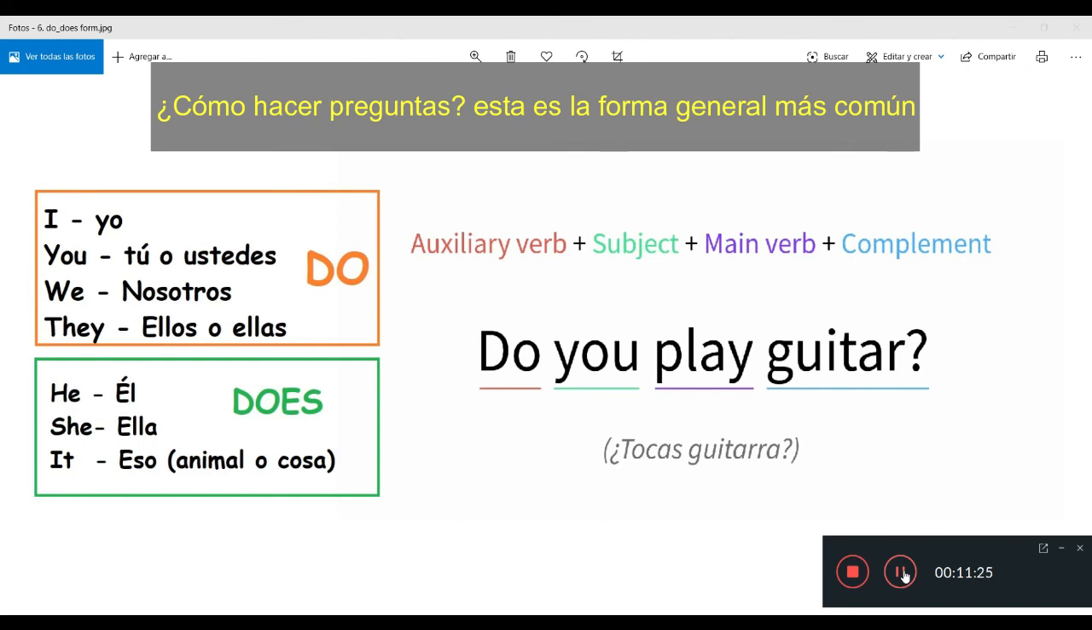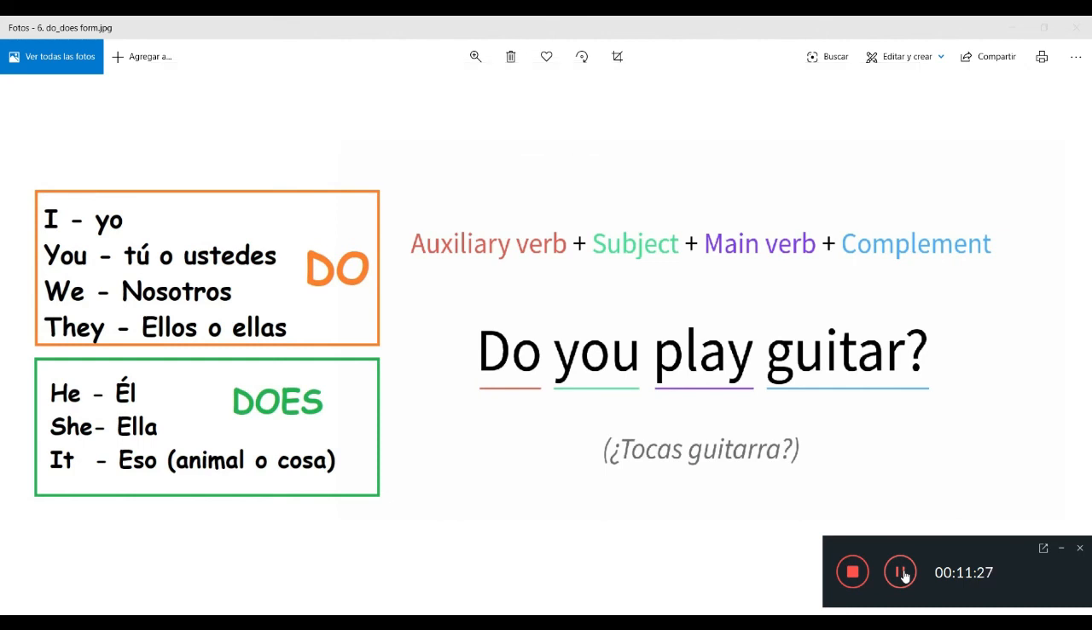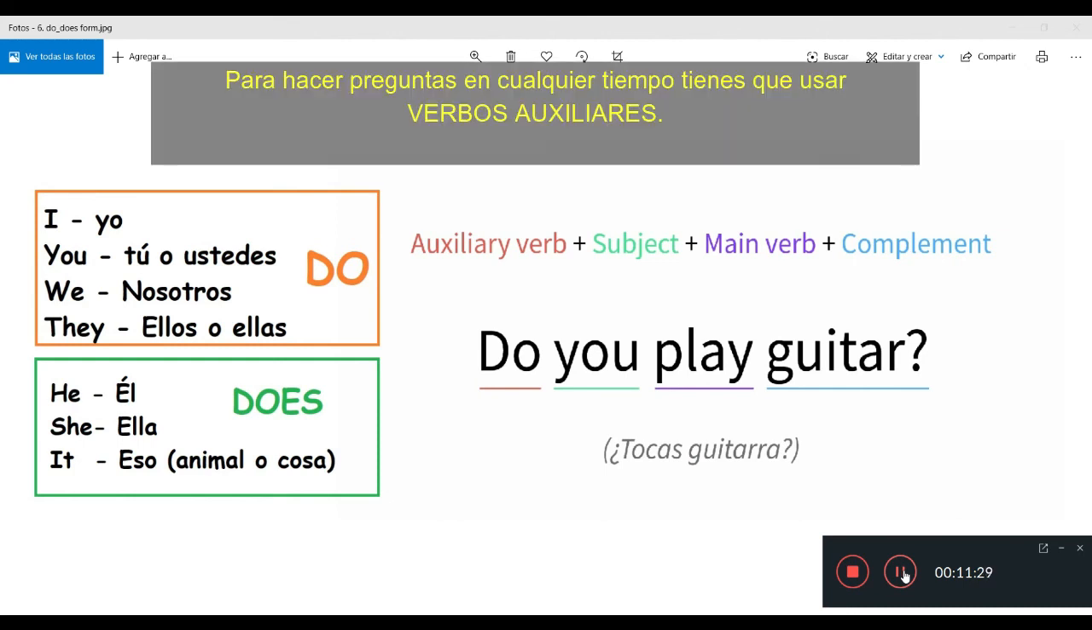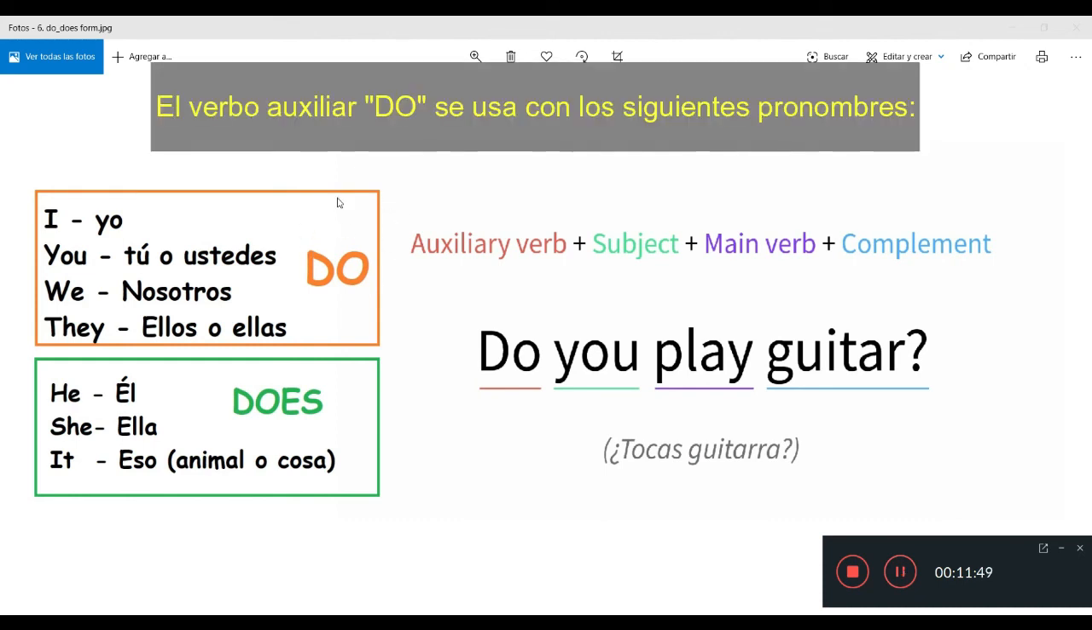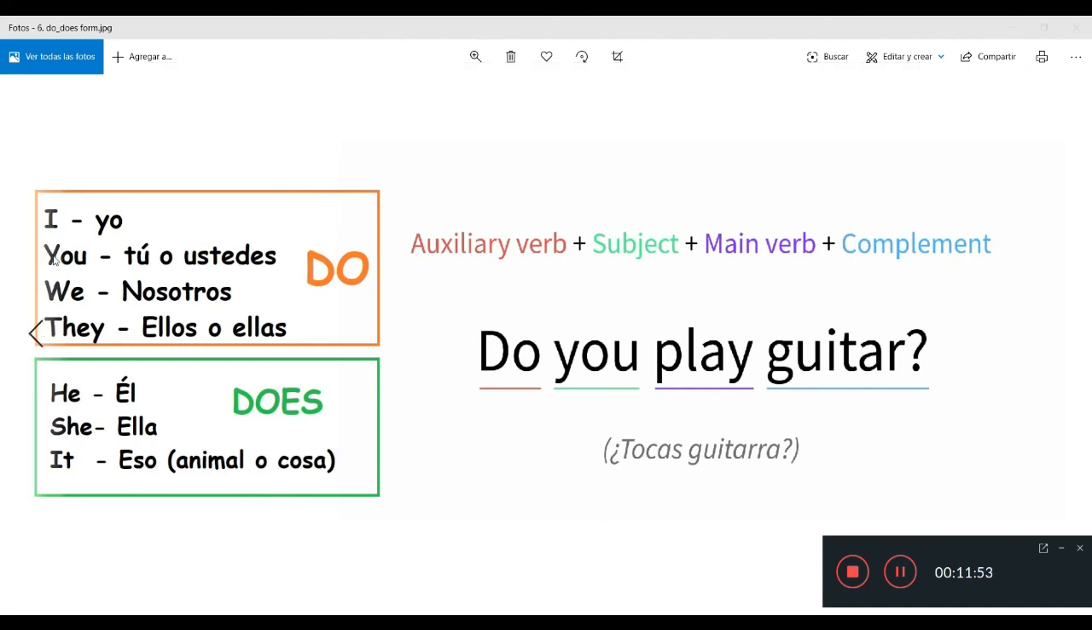This is the most common general way. To make questions in any time, you have to use auxiliary verbs. These are called like that because they help the listener to determine when these things happened. Auxiliary verb do is used with the following pronouns: I, yo, you, para tú o ustedes, dependiendo del contexto. We, nosotros, nosotras, they, ellos, ellas.